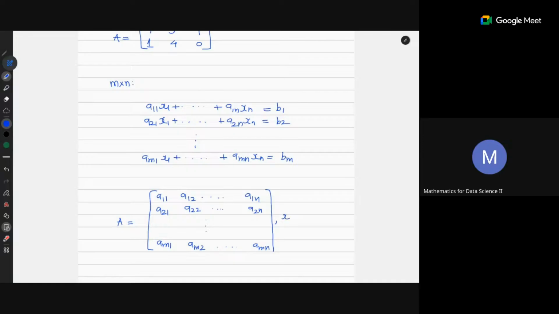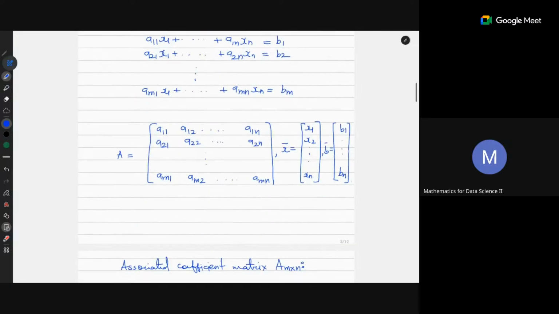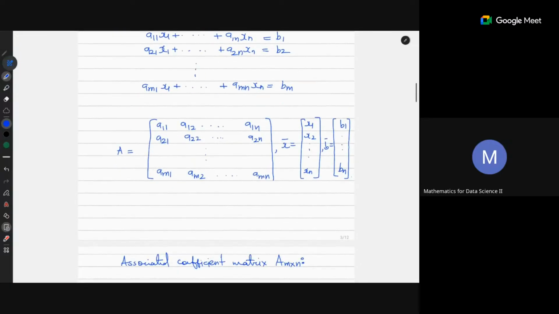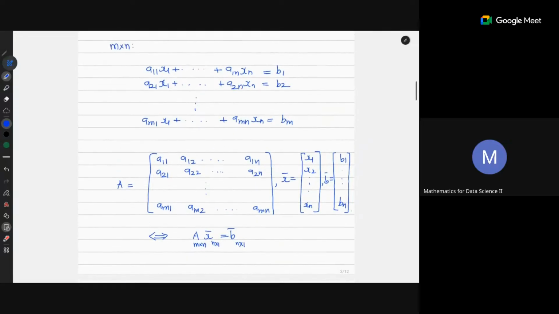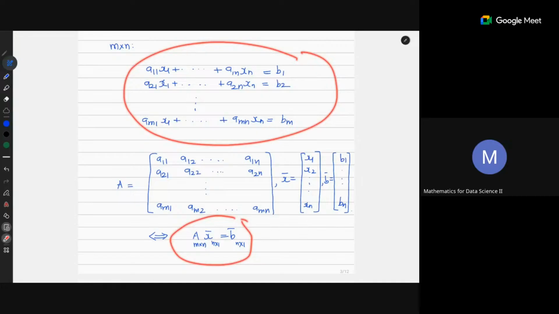And the variable matrix, which will be a column vector, will be of n cross 1 type. So it will be x1, x2 up to xn. And the constant vector will be again of this type. So this system of linear equations can be written again like this, where this matrix is m cross n, this is n cross 1, and this is m cross 1. So writing your system of equations either in this way or in this way, both are the same.